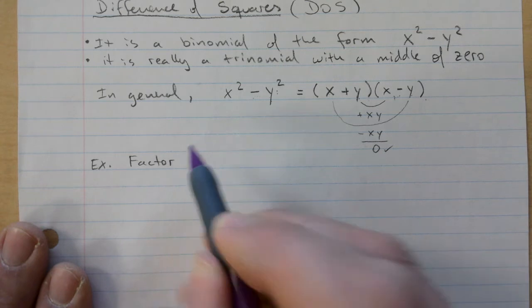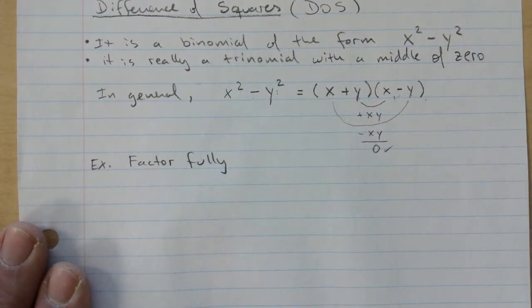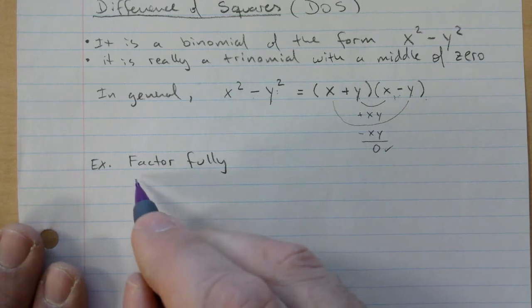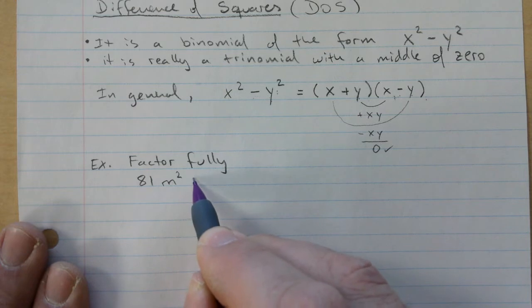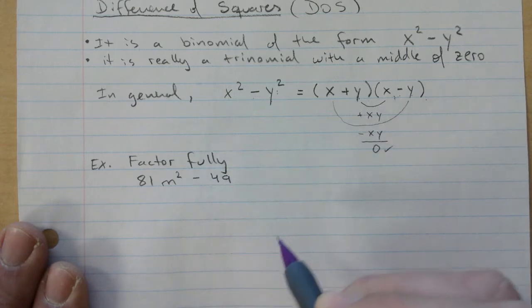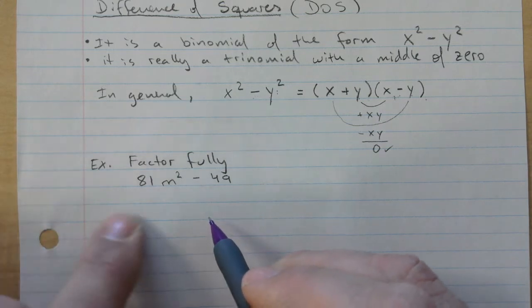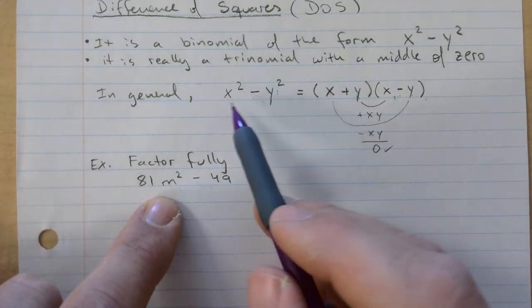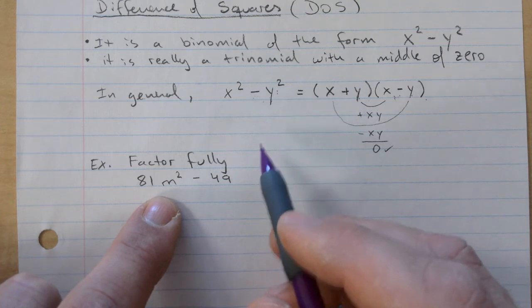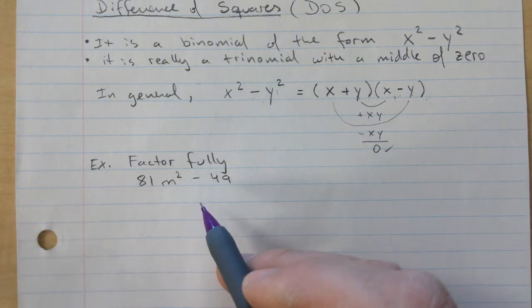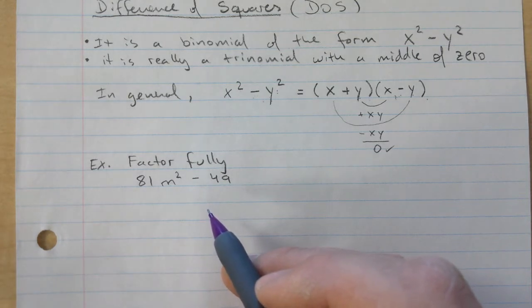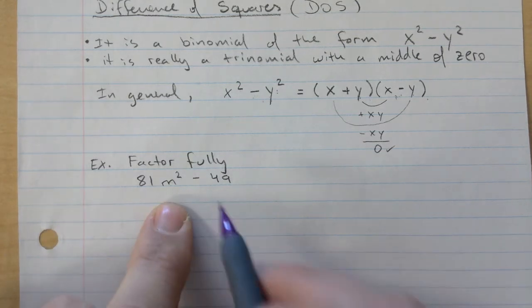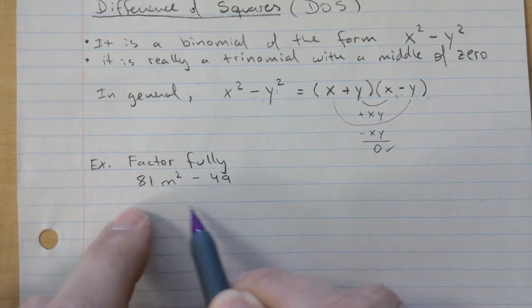Factor fully, and that just means try to get as much out as possible. So if you have 81m squared minus 49, and you're like, wait a minute, isn't there x, y? Shouldn't you have two variables? Not necessarily. You could have multivariable or just one variable. So always keep that in mind. Across the board, it could be multivariable or just single variable. In this case, we only have one variable, so it's a little easier.